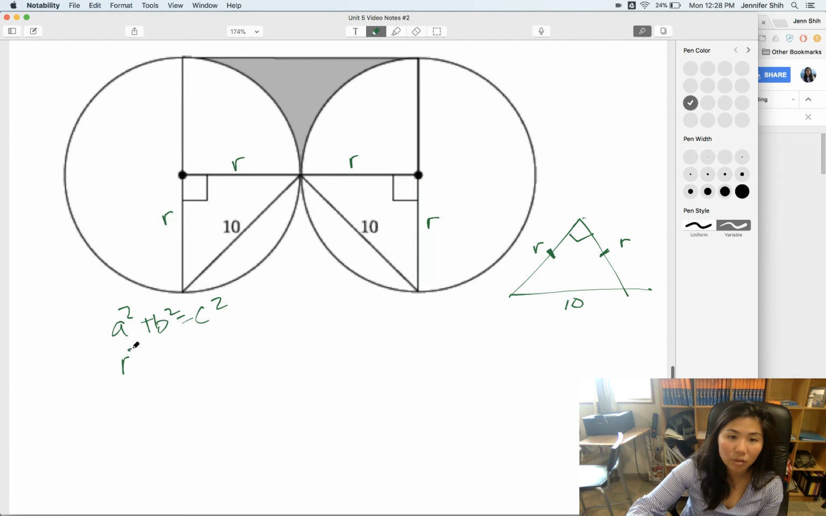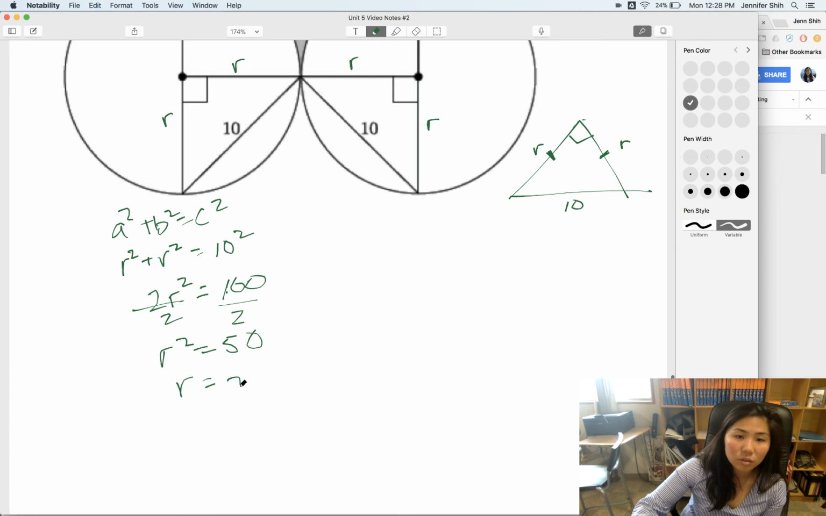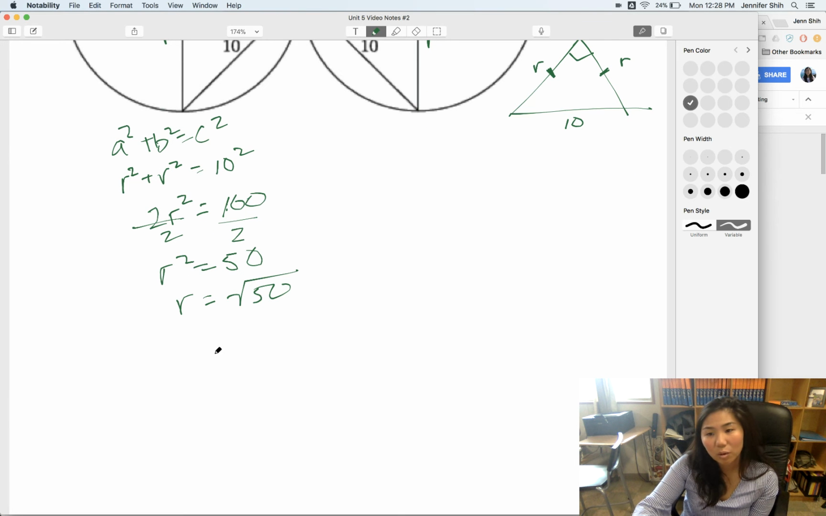So we have r squared plus r squared is equal to 10 squared. So we have 2r squared. We're doing all this to solve for r. If we solve for r, we might be able to find some more information about this. Okay, 2r squared is equal to 100. And check out this algebra skills. To isolate r, you divide both sides by 2. You get r squared is equal to 50. R is equal to the square root of 50 or the negative square root of 50. But because we're dealing with distances, we're going to throw out the extraneous solutions of negative numbers.